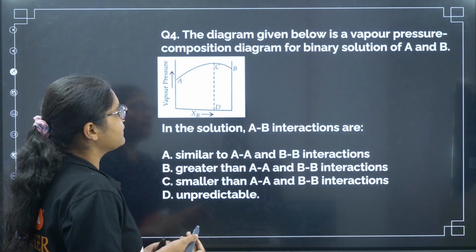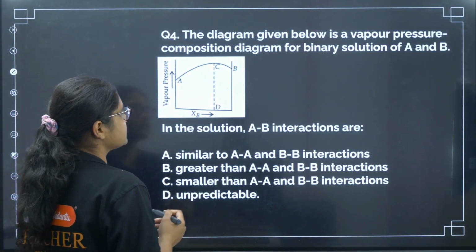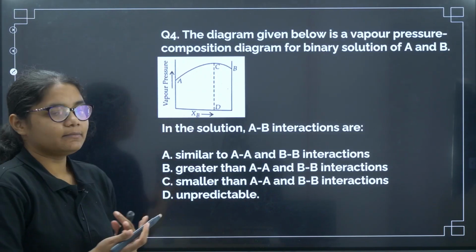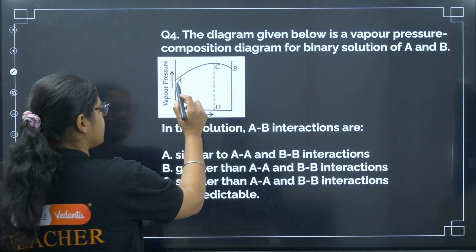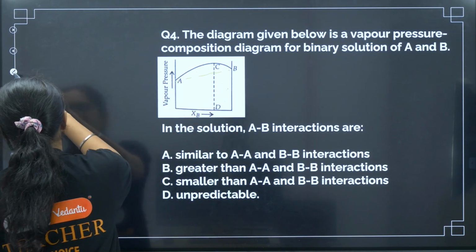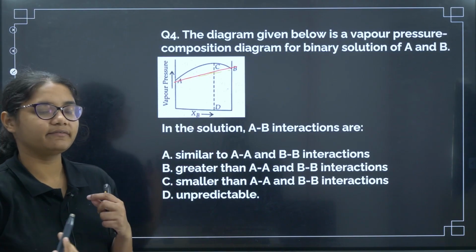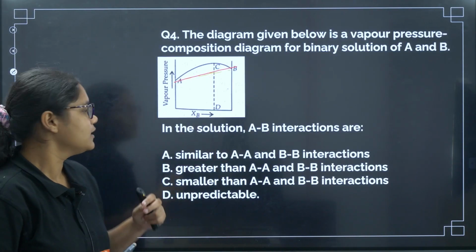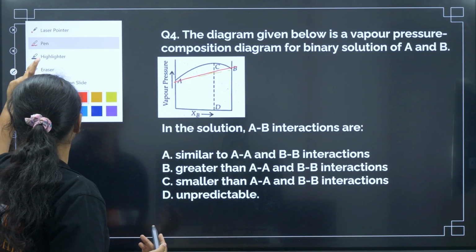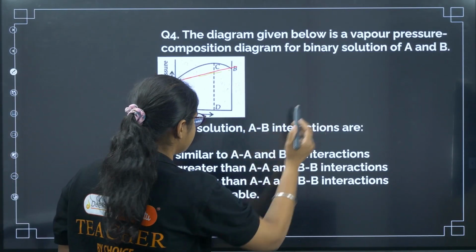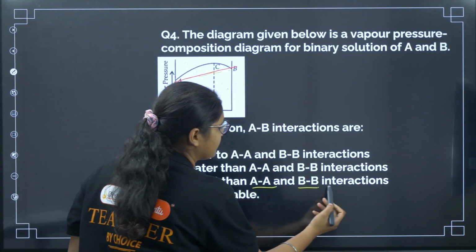Next, the diagram given below is a vapor pressure composition curve for a binary solution of A and B. So in the solution, the AB interactions are... you see the vapor pressure is showing a positive deviation, right? So this is a positive deviation. Positive deviation means the interactions will be weaker. So what we can say is that the interactions between A and B are smaller than the AA and BB interactions.